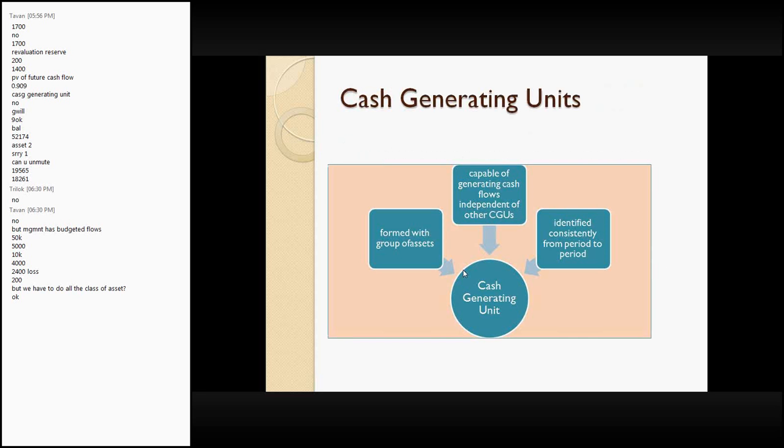Cash generating units are formed with a group of assets capable of generating cash flows independent of other cash generating units. There can be many cash generating units in one business, identified consistently from period to period. That means we can say that 4 assets together make one cash generating unit because the 4 assets are helping to generate cash independently of other cash generating units.